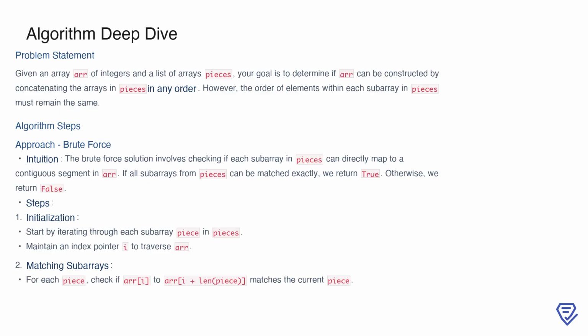The brute force approach to solving this involves checking whether each subarray from pieces matches a contiguous segment in ARR. The process starts by initializing a pointer i to traverse ARR. For each subarray in pieces, we compare it with a segment of ARR starting from the current pointer. If all subarrays match perfectly with non-overlapping segments of ARR, we return true. Otherwise, we return false if any mismatch occurs.